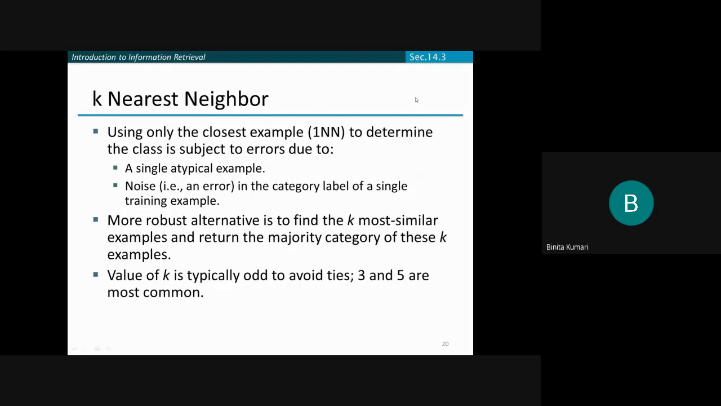But this is an exceptional case: when my k value is equal to 1, when we are using that 1NN to find out the class of a test document, then that may be subject to error. Because we cannot decide the class of a document just by finding out the similarity with respect to one document only. We need to work with more than one document.